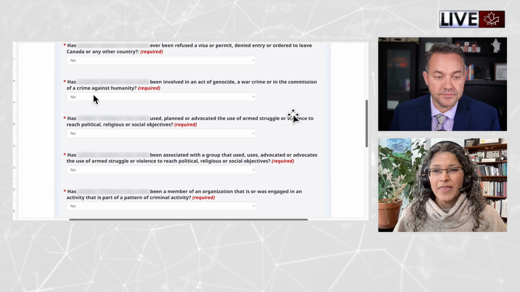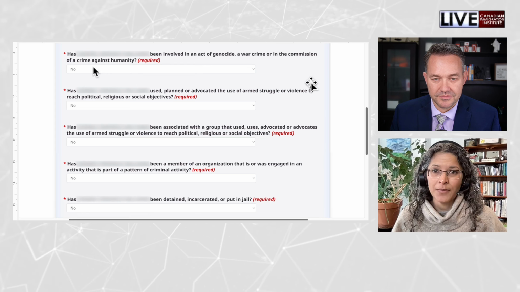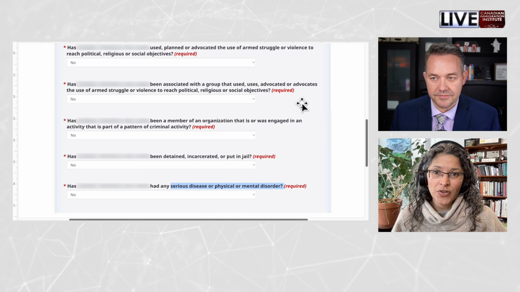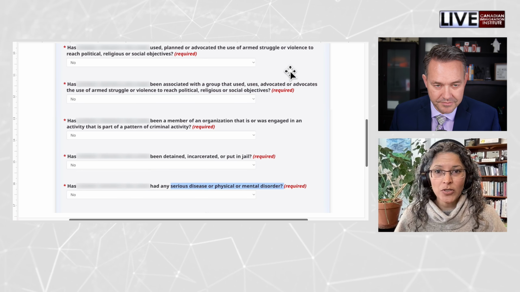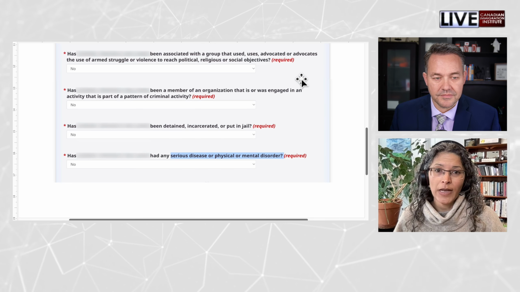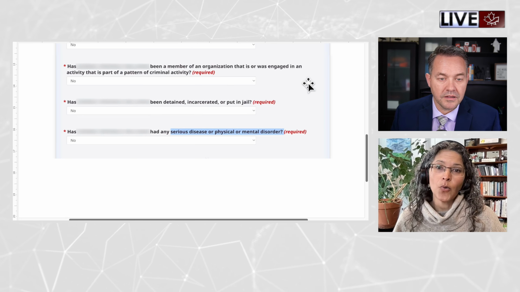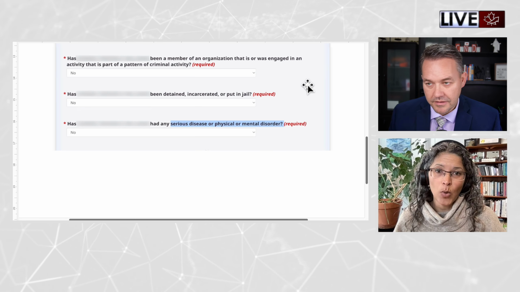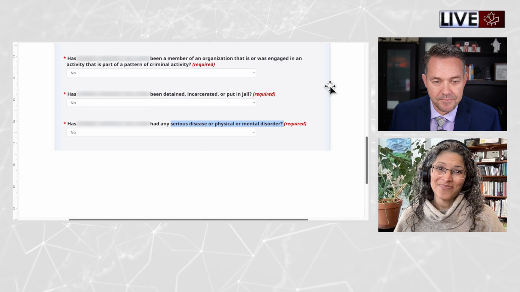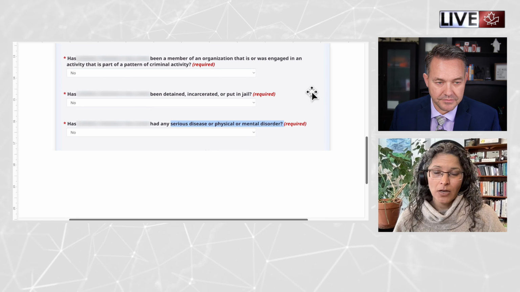The next one, this is pretty evident: if you have been involved in an act of genocide, a war crime, commission of a crime against humanity. This is big bad stuff. Used, planned, advocated the use of armed struggle or violence to reach political, religious, or social objectives, or associated with a group that uses or advocates the use of armed struggle or violence to reach political, religious, or social objectives, or been a member of an organization that is or was engaged in an activity that's part of a pattern of criminal activity. So all those are essentially gangs. Pretty serious.